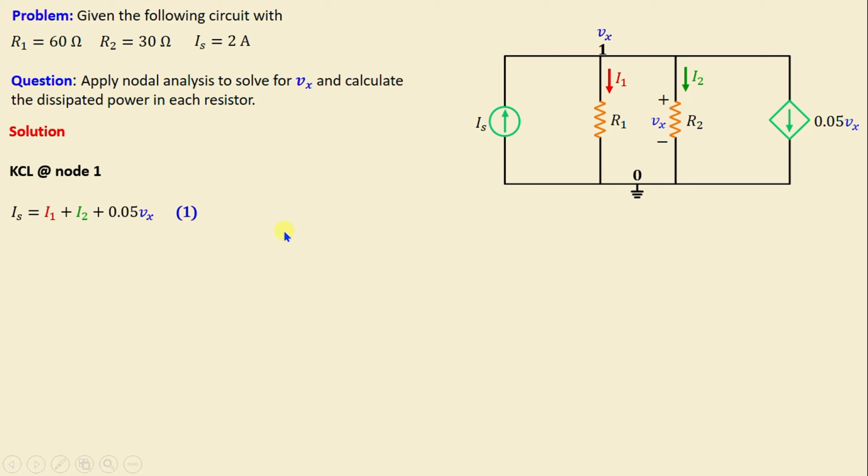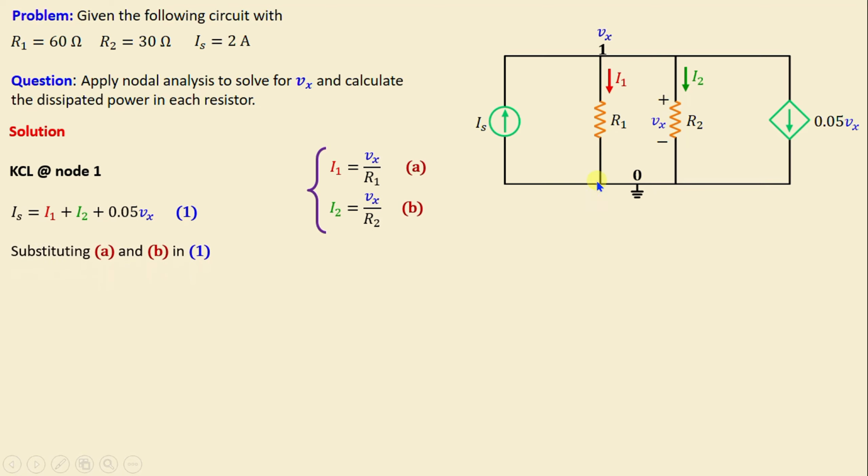Vx. And according to Ohm's law, the current can be expressed as the voltage difference across a resistor divided by the resistance. This implies that the currents can be determined by the following equations. I1 is equal to Vx minus 0 over R1 and I2 is equal to Vx over R2.